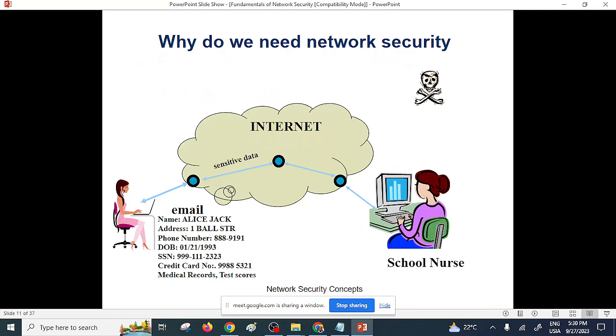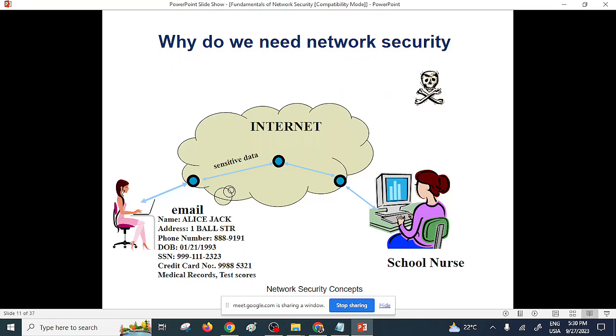Now, a typical example of why we need network security can be seen from this particular diagram. So there's this nurse, I believe, who is trying to communicate some sensitive information, and I believe this should be a patient on the left side, right? So they're sharing a lot of sensitive information, as you can see. The serial number, date of birth, credit card number, medical records, the test scores, and so on.